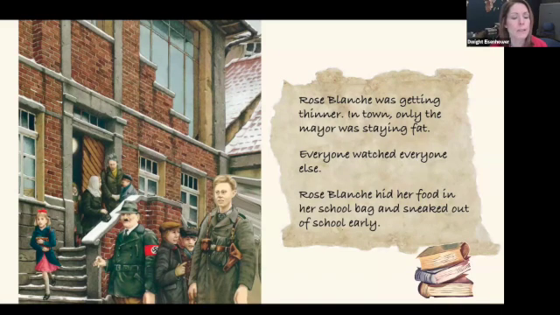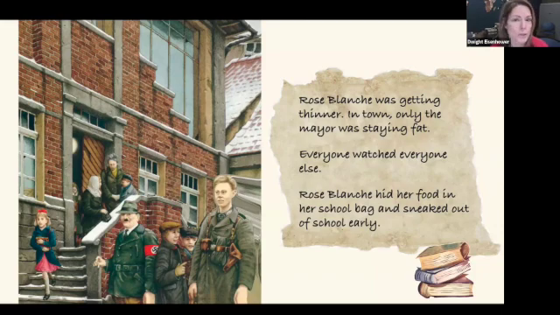So what does this tell us about the living conditions in Germany right now? So Rose is getting thinner, only the mayor is staying fat. So I think we can infer that the German people are probably suffering. They probably don't have enough to eat, correct? And as we look at Rose, we notice that her appearance is changing. As it says, she's getting thinner. Also during this time, anyone who disagreed with Adolf Hitler's government could be arrested. Neighbors could secretly report on neighbors to the secret police.